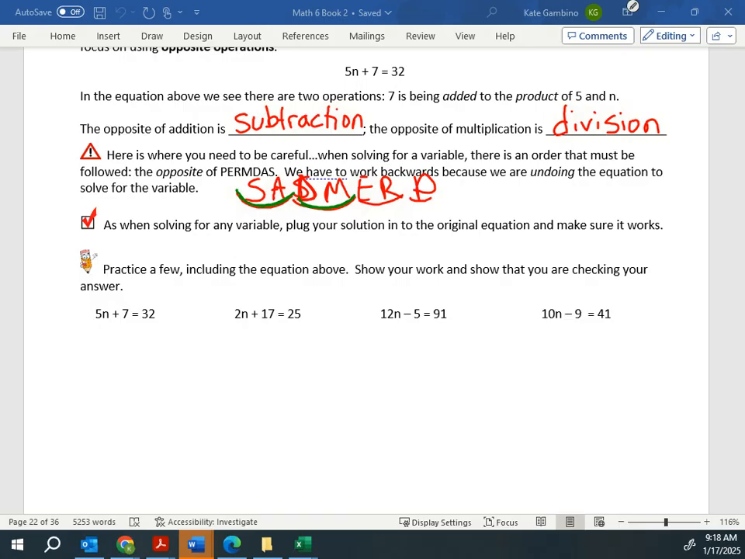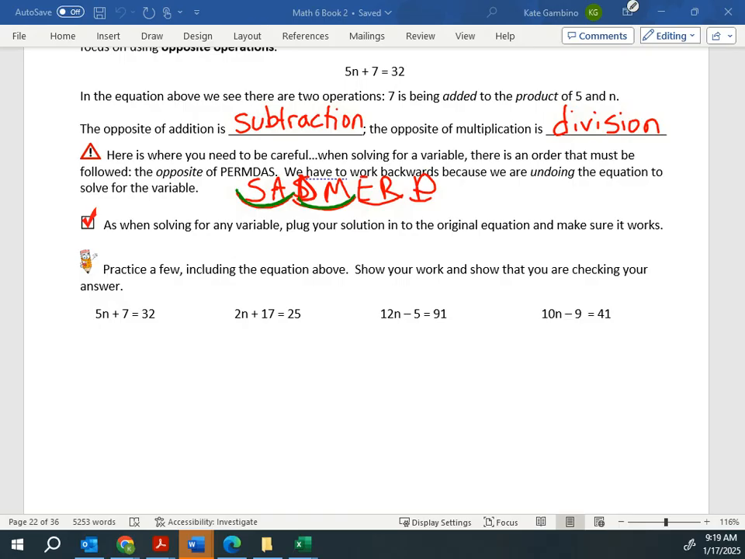When solving for any variable, plug your solution into the original equation and make sure it works. This is a lot more needed now because we're doing more complicated math. So we really need to check our answer to see if it works.